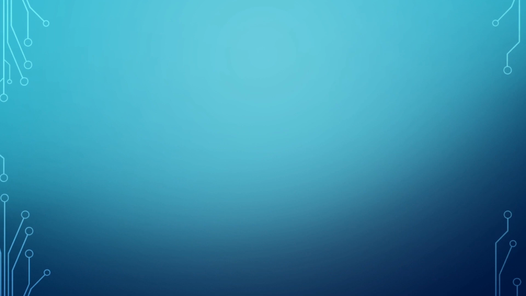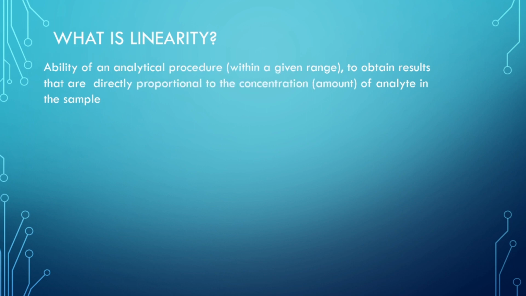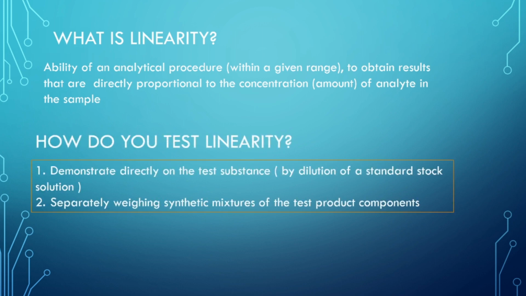Before going to that, we should know what linearity is. Linearity is the ability of an analytical procedure, within a given range, to obtain results that are directly proportional to the concentration of analyte in the sample. In a simple way, your results should be directly proportional to the concentration within a particular limit.